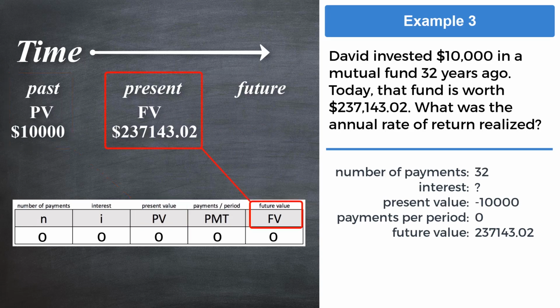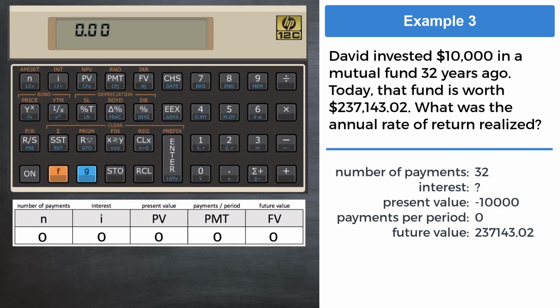The $10,000 were the present value at the time. The $237,143.02 was the future value. Enter those variables into the registers, and remember that 10,000 is a negative value. The money is flowing away from David. We will enter 0 for the PMT register since there are no withdrawals or deposits, and we will put 32 into the N register, 32 years. Press i, and we get 10.40. Our final answer is 10.4%, annual rate of return.